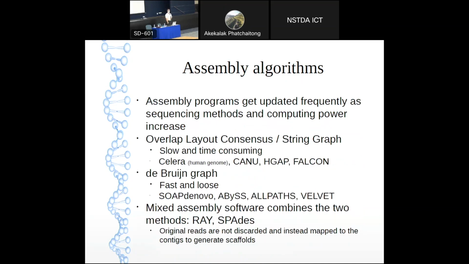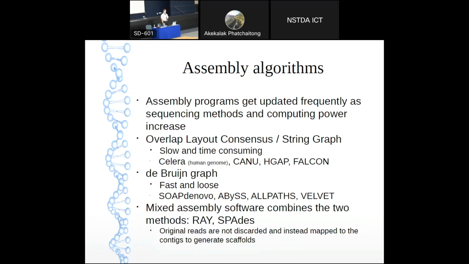Okay, so assembly programs get updated very frequently as sequencing methods and computing power increase. So the programs that I've listed here may or may not be up to date by the time you actually come to use them. I think in my 12 years of assembling genomes, I've never used the same assembly program twice.